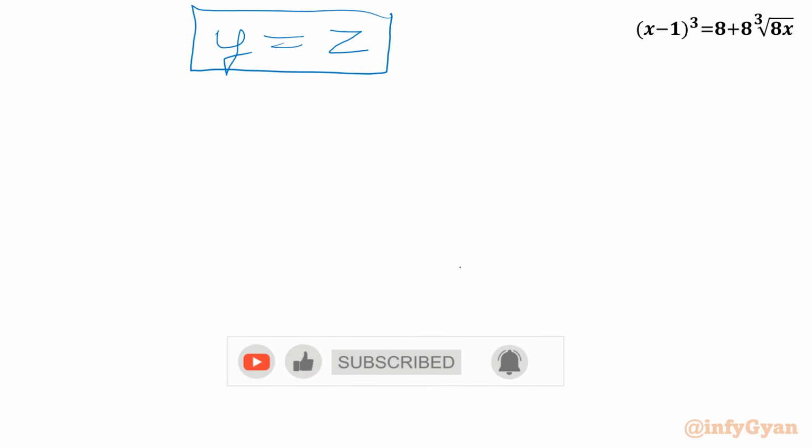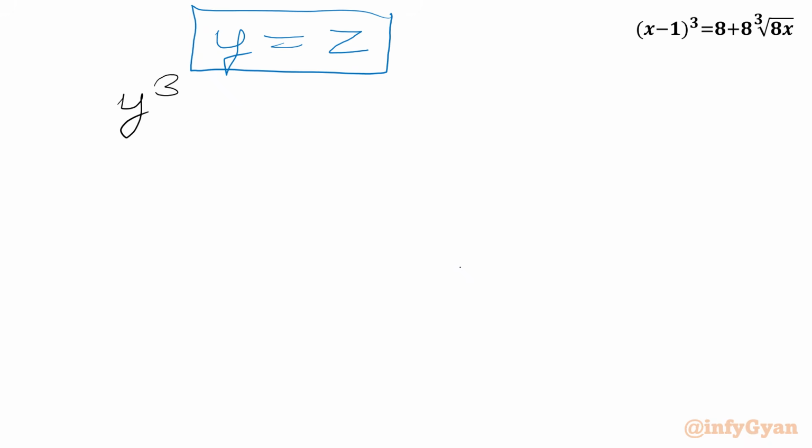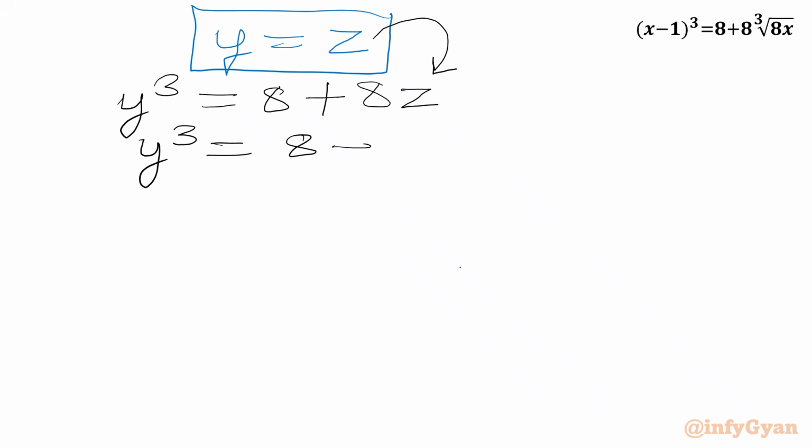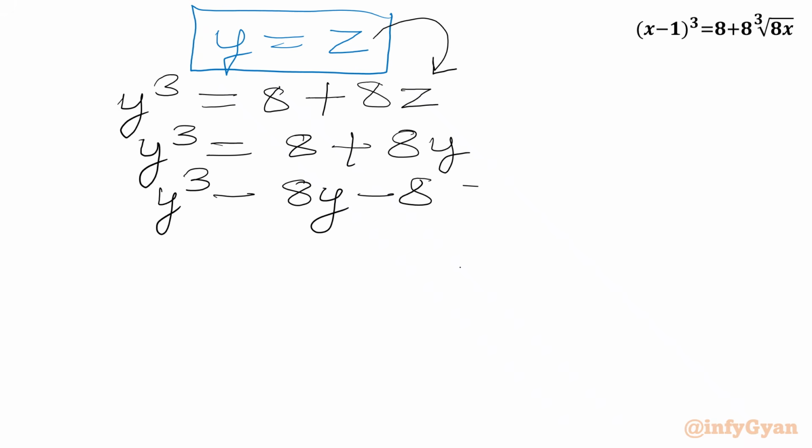Now we will be writing our equation y cube equal to 8 plus 8z. Now we will put z equal to y. We will write here y cube equal to 8 plus 8y. By writing all the terms to LHS, we will have y cube minus 8y minus 8 equal to 0.